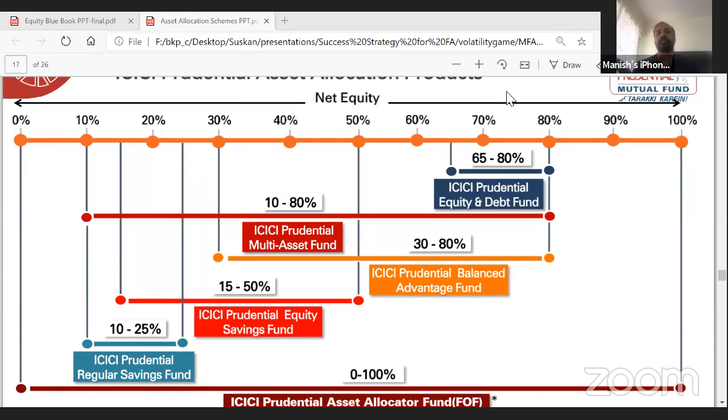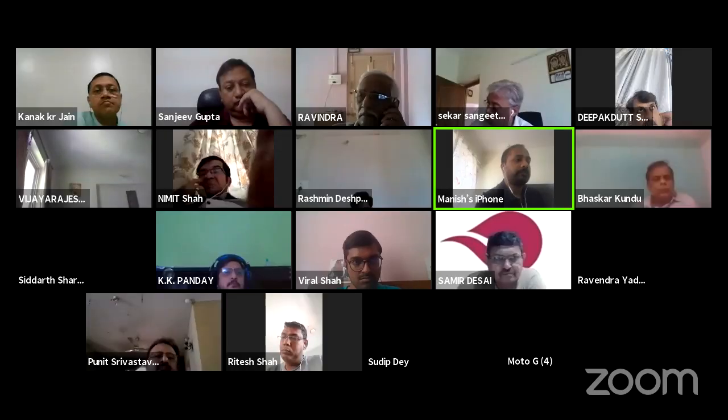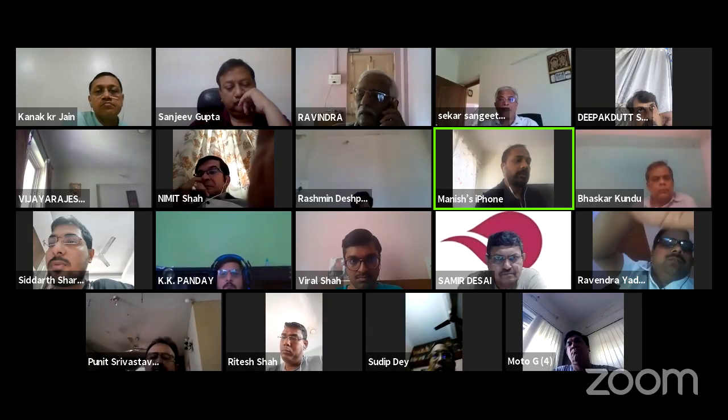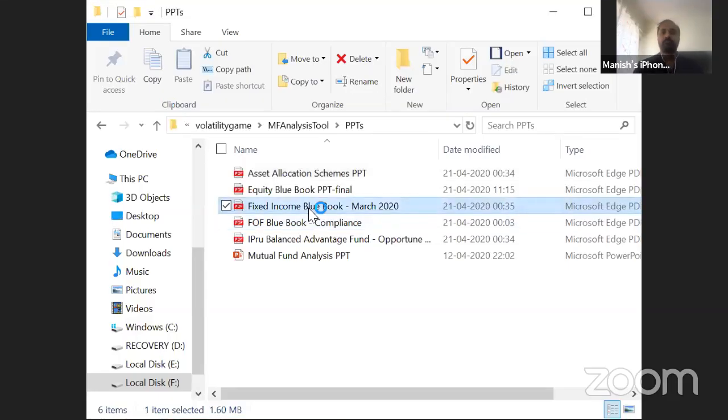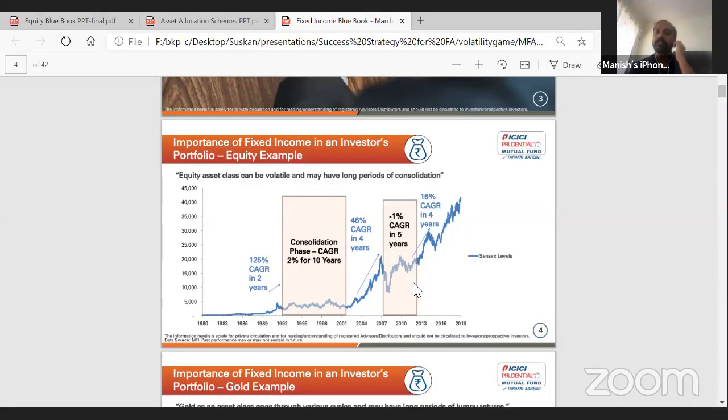This is how we have constructed our asset allocation space. So probably we can go to the fixed income space. Last part is, we also say that it's very important that investors should also have a good exposure towards debt schemes, or fixed income schemes.